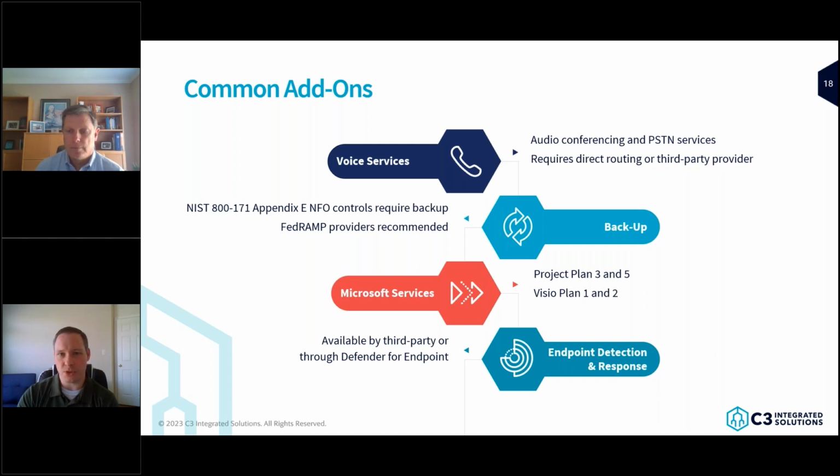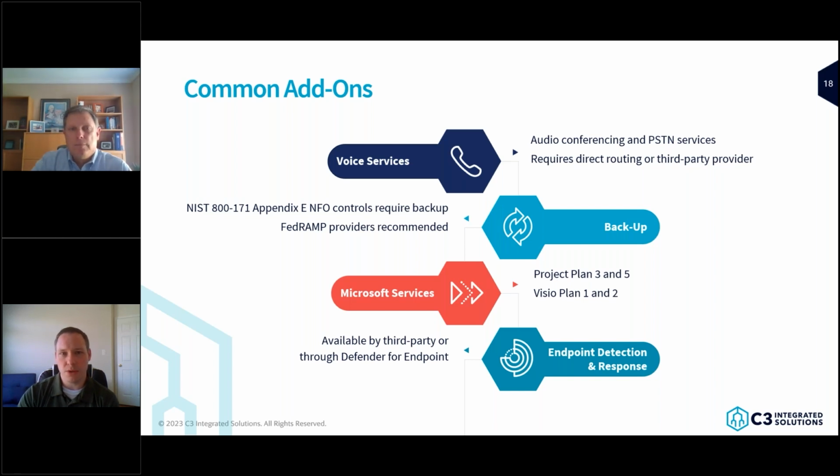Think about your voice services. How are we going to make phone calls, right? Something just as basic as we need to call somebody. How are we going to do it? Are we going to use audio conferencing and PSTN? And if so, do we go direct routing or do we use a third party? We're happy to talk to you about the differences and how those operate.